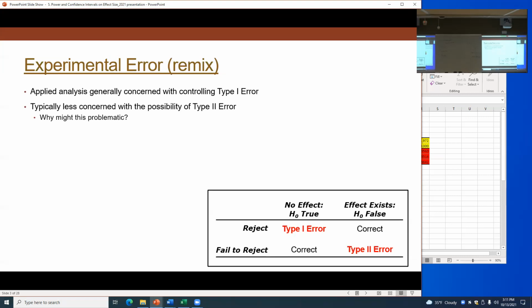With our analyses, we're generally concerned with controlling our type 1 error. What controls? I got a mustache hair in my nose. That's uncomfortable.